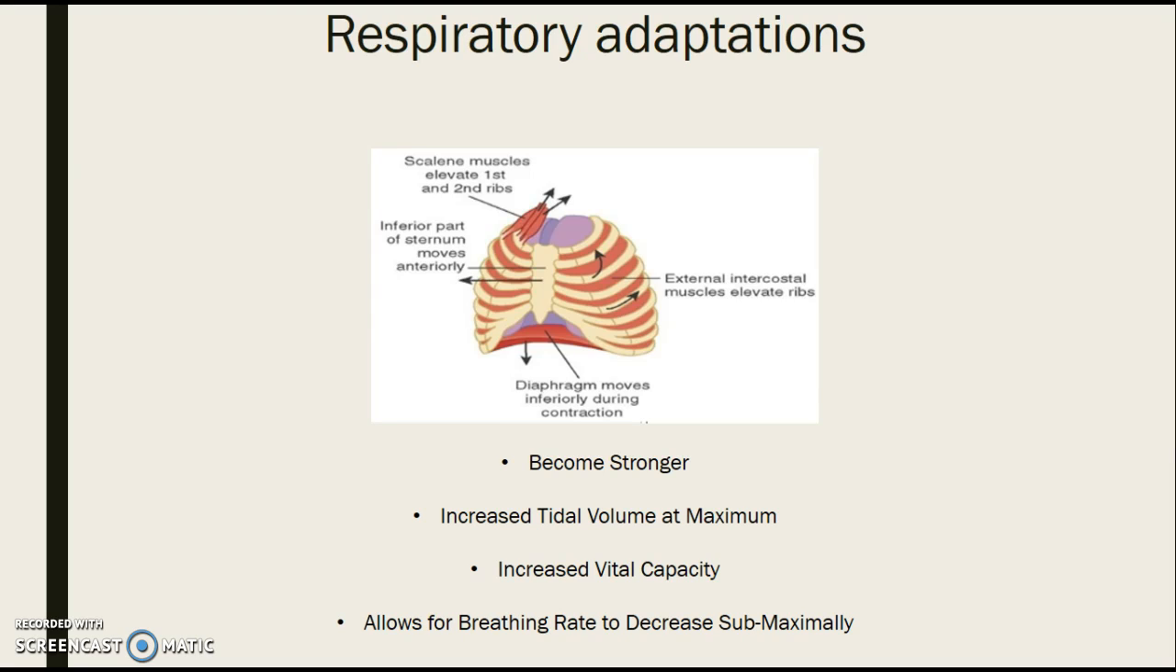Breathing rate can be higher due to the stronger muscles enabling greater contraction. This allows a higher VO2 max. Stronger muscles does mean there's slightly lower ventilation at rest due to larger and deeper breathing, allowing the breathing rate to decrease.